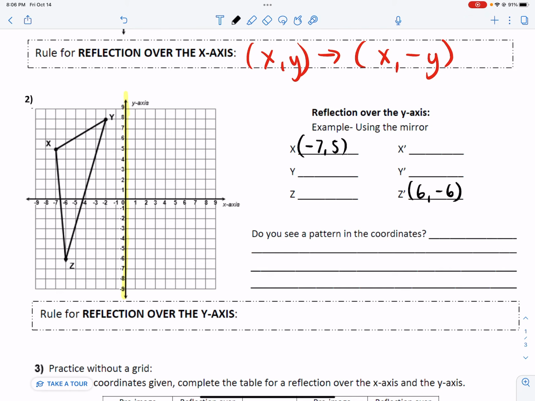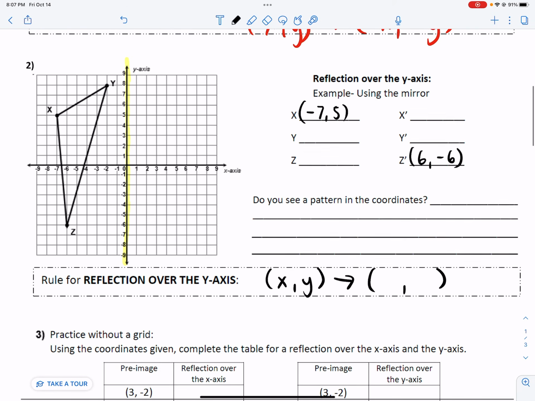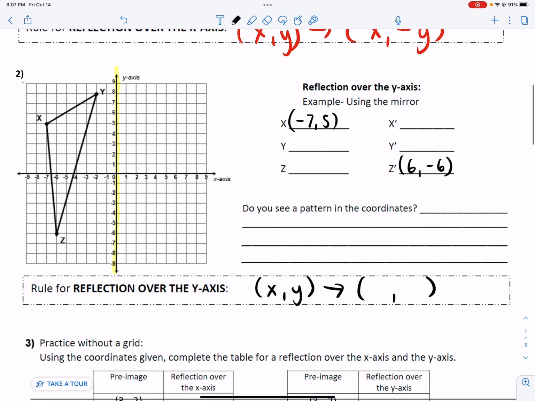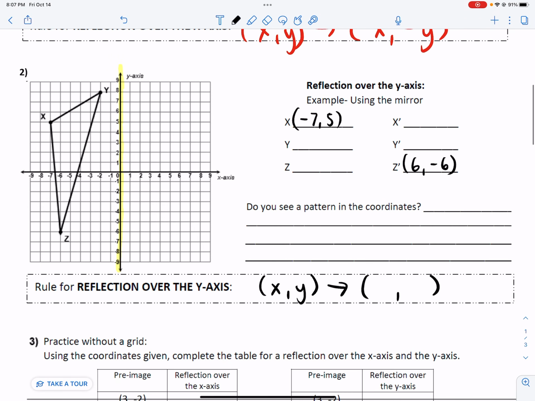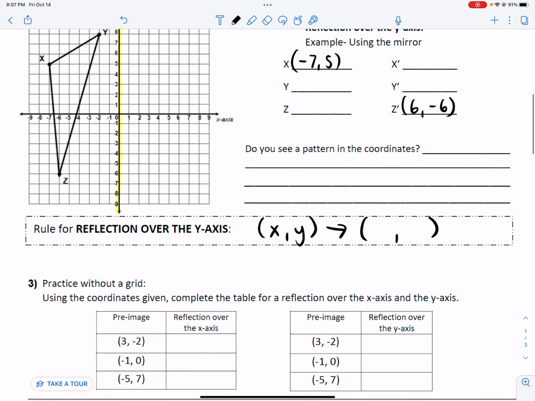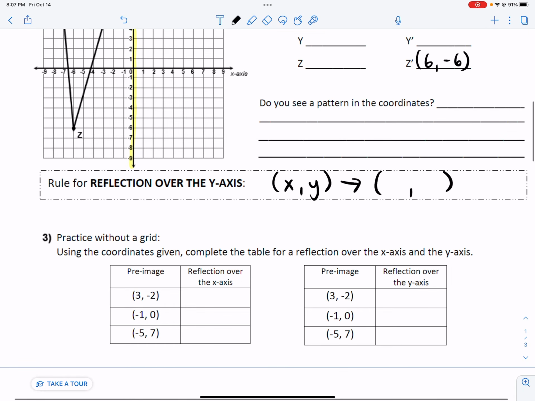And then also write the rule for reflection over the y-axis. I'll start you off. It's going to be x comma y becomes something, something, something. Good luck. And then once you're done with this, check your answer with my answer or with the answer on the board. And we're going to jump into practicing without a grid.